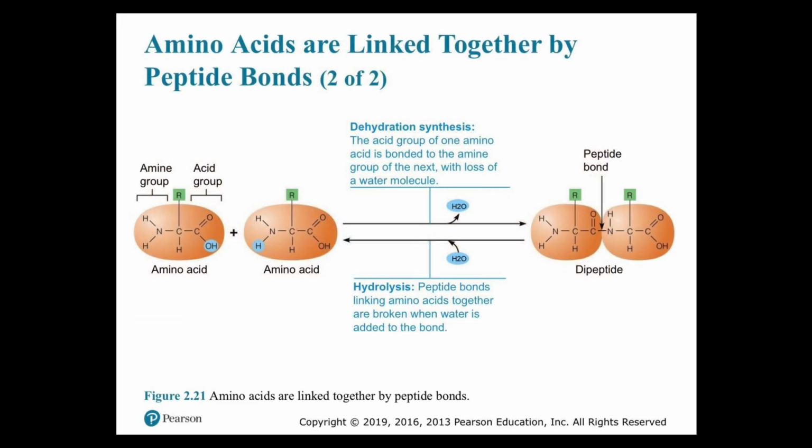Figure 2.21 is the figure from your book. So you have two amino acids and dehydration synthesis to form a peptide bond. Now the result is a dipeptide. Whereas if you want to break down that dipeptide, you add water and you end up with two amino acids. And adding water is called, again, hydrolysis.